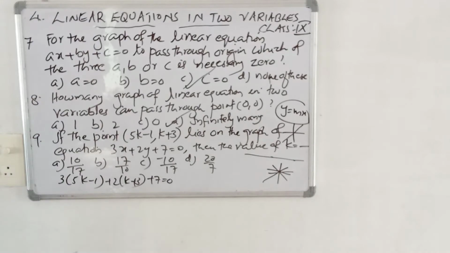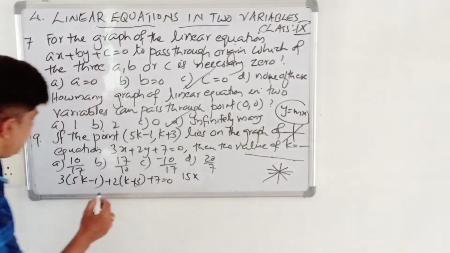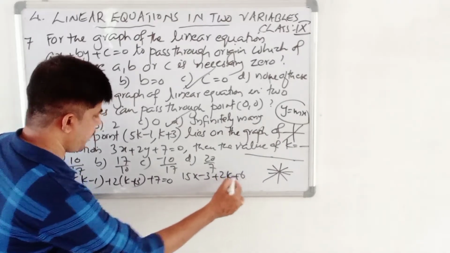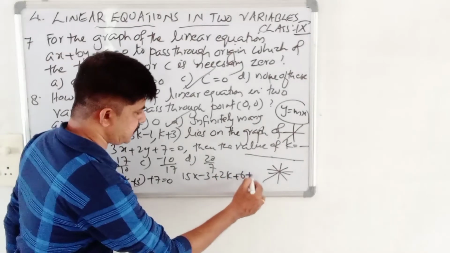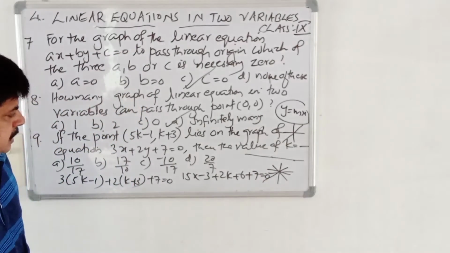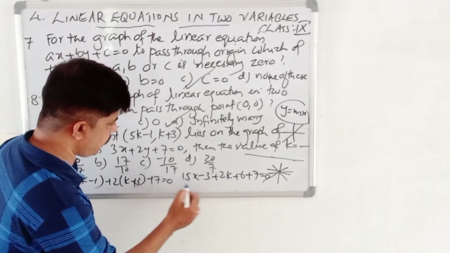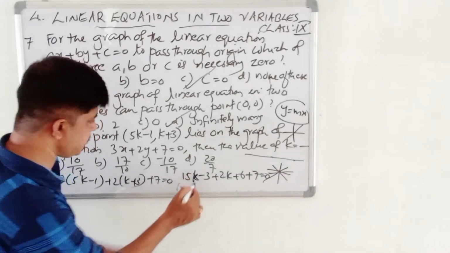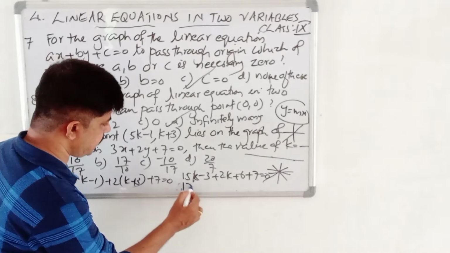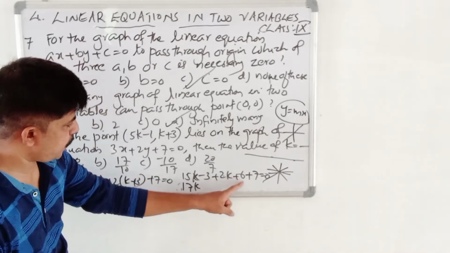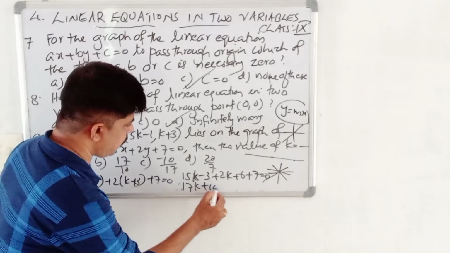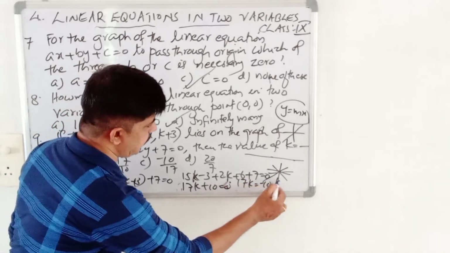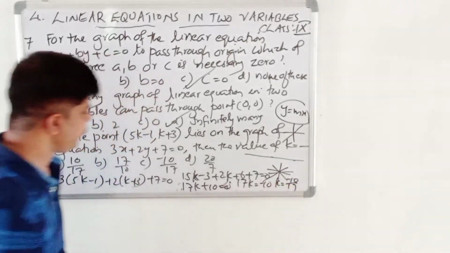Now opening the brackets we get 15k - 3 + 2k + 6 + 7 = 0. Now we have 15k and 2k, what is the sum? 17k. Negative 3 plus 6 is 3, plus 7 is 10. Therefore, 17k + 10 = 0. Therefore, 17k is equal to negative 10. k is equal to negative 10 by 17.